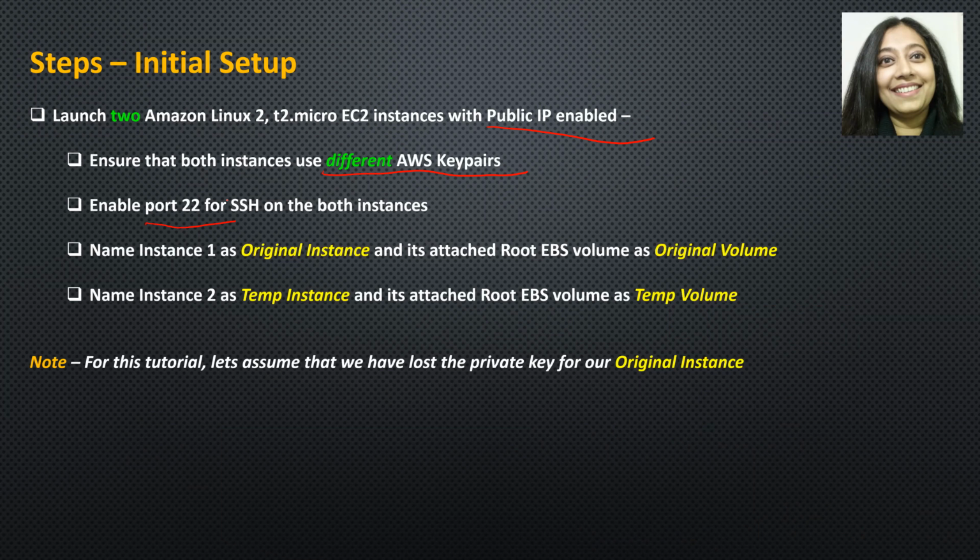After that, we will name one of the instances as original instance and its attached root EBS volume as original volume. And we will name the second instance as temp instance and its attached root EBS volume as temp volume. So let us go ahead and now complete these steps.